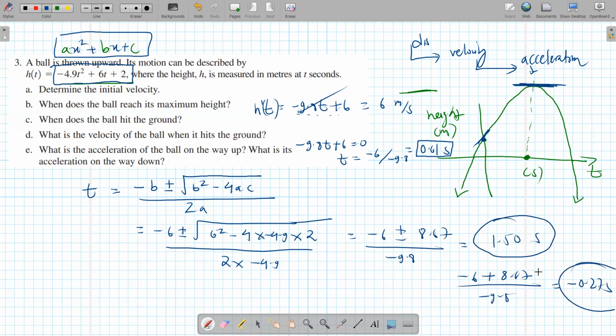What's the answer here? 1.5 or negative 0.27? Only one of them is right. The question was, when does the ball hit the ground? To do that, we found the x-intercept. So we were looking at this. It's 1.5. It can't be negative 0.27 because time will never be negative, right? That value is actually this here.